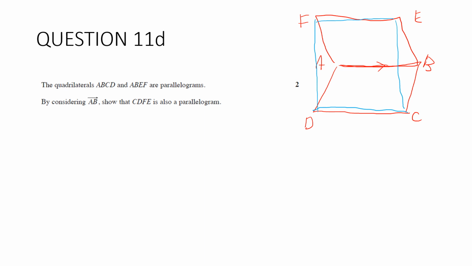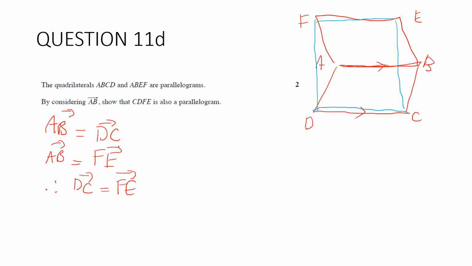Okay, so let's start with AB. Well, we know that AB is equal to DC, and we also know that AB is equal to FE. Therefore, DC is equal to FE. So that gives us one part. So this is parallel to this, and it's actually equal. Now we need to consider FD and EC. So how can we do that?